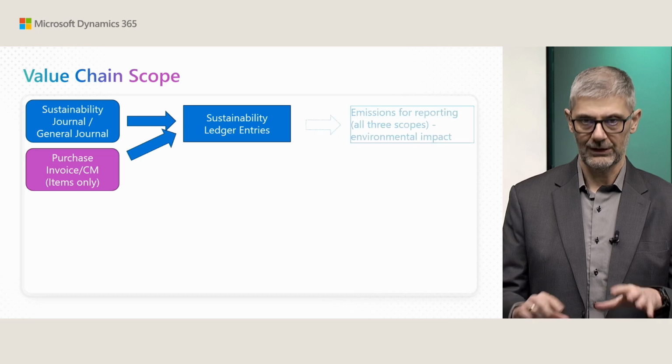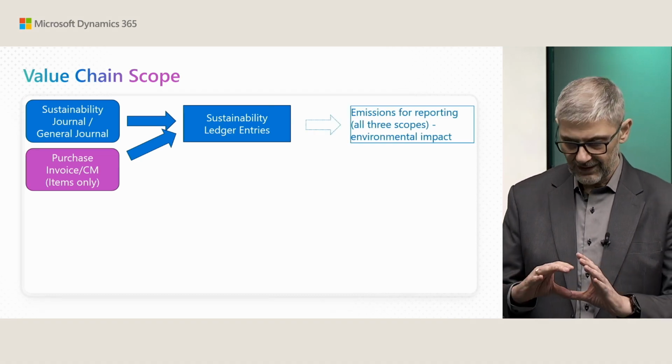I want to show you a new piece of functionality related to value chain. And this time I will explain how value chain and scope 3 automation impacts your assembly order functionality. So let's look at what we have and what value chain scope is at all.